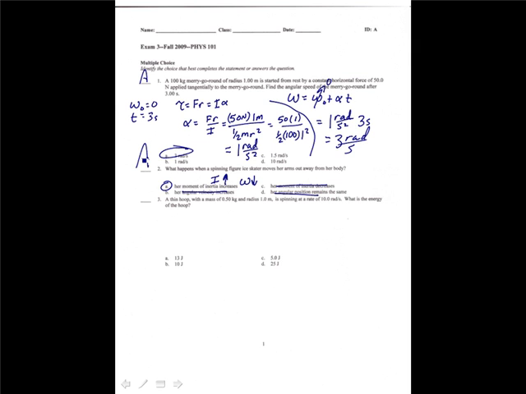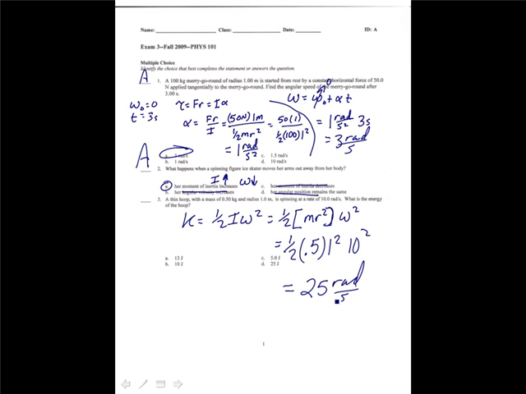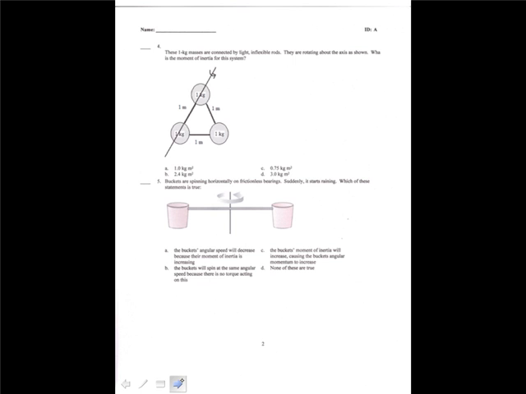A thin hoop with a mass of 0.5 kilograms and radius 1 meter is spinning at 10 radians per second. What is the energy of the hoop? Kinetic energy is 1/2 I omega squared. The moment of inertia for a hoop is just mr squared, times omega squared. So this is 1/2 times m, which is 0.5 kilograms, radius squared, which is 1 squared, omega, which is 10 squared. It's a half, quarter of 100 is 25, which is D.